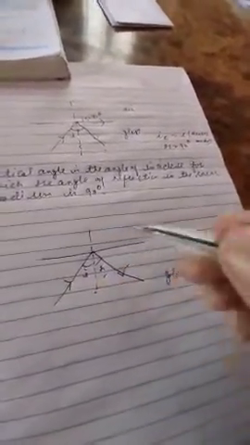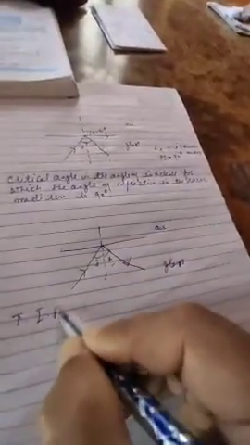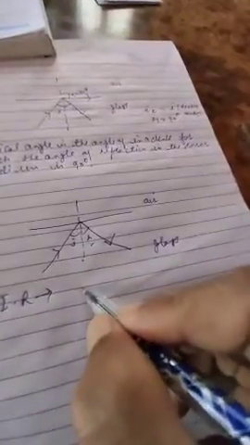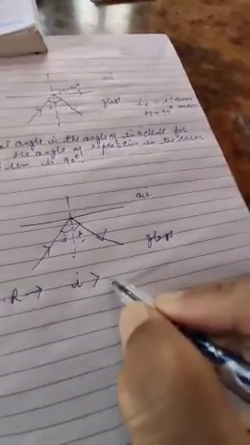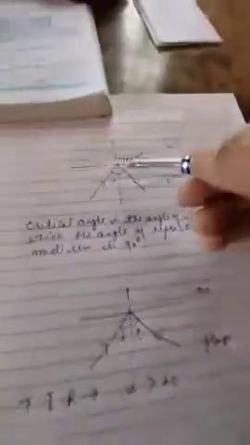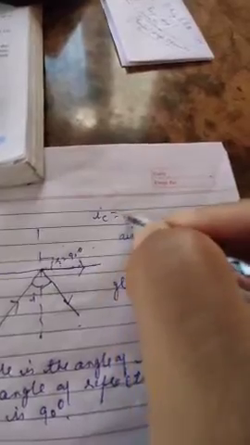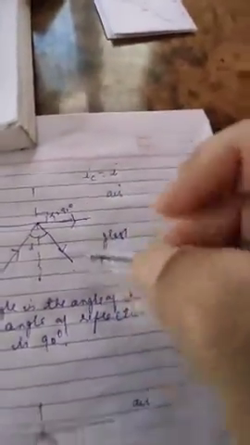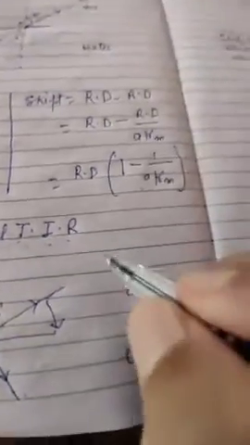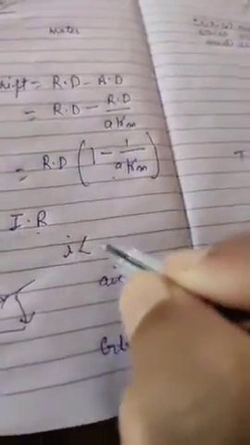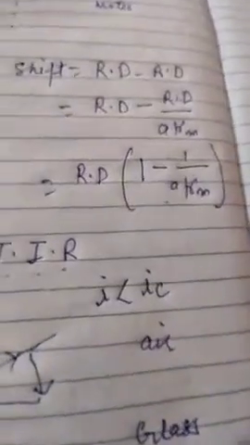Total internal reflection. So total internal reflection means, in this case, the angle of incidence, I'm just writing, is greater than the critical angle from here. So in this case, we can say that the critical angle is equal to the angle of incidence. But in this case, the angle of incidence is greater than the critical angle, and in the first case, we can say that the angle of incidence is less than the critical angle.